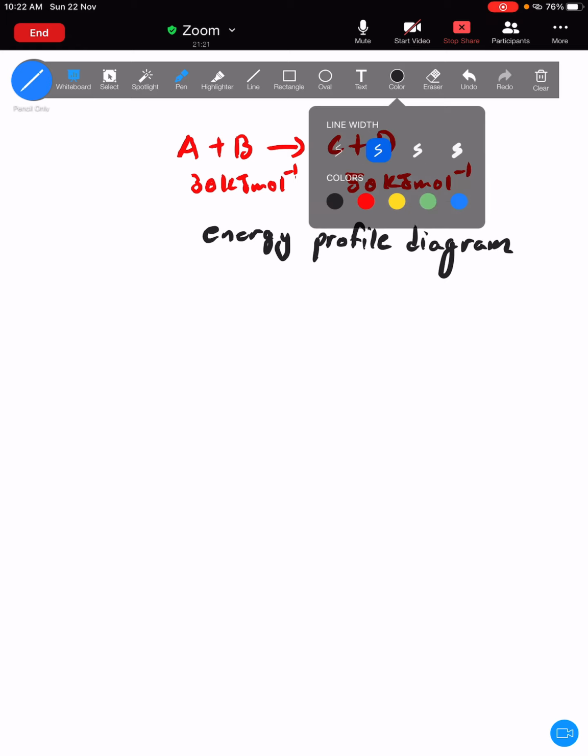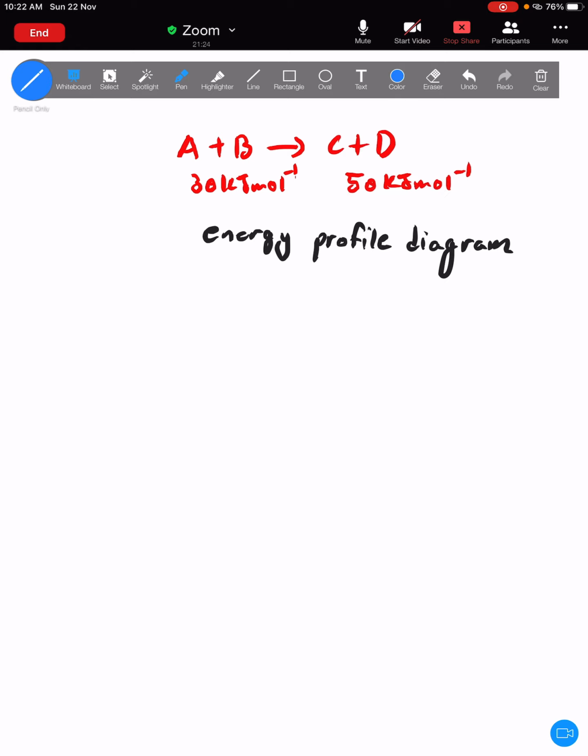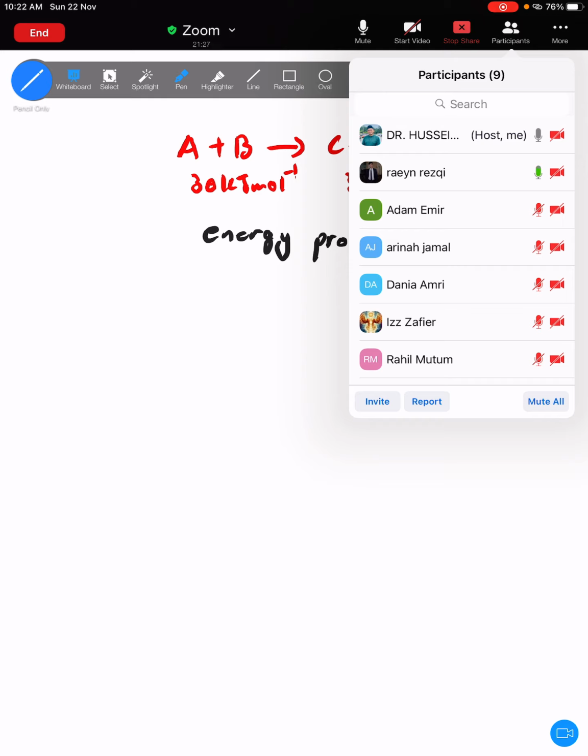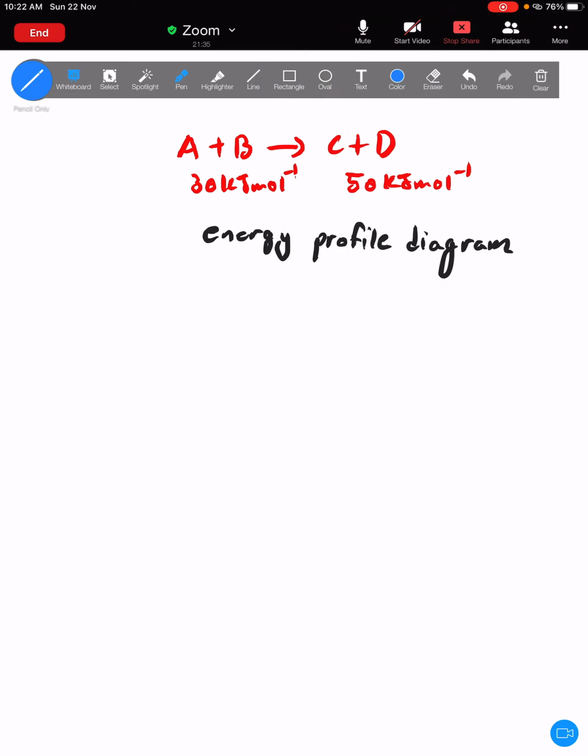So by looking over here, guys, yes, Ryan. Okay, I will teach you a bit later the difference between energy level and energy profile. So guys, by looking at the values, 30 becoming 50 is exothermic or endothermic? This is endothermic graph. Yeah, very good. It is endothermic.